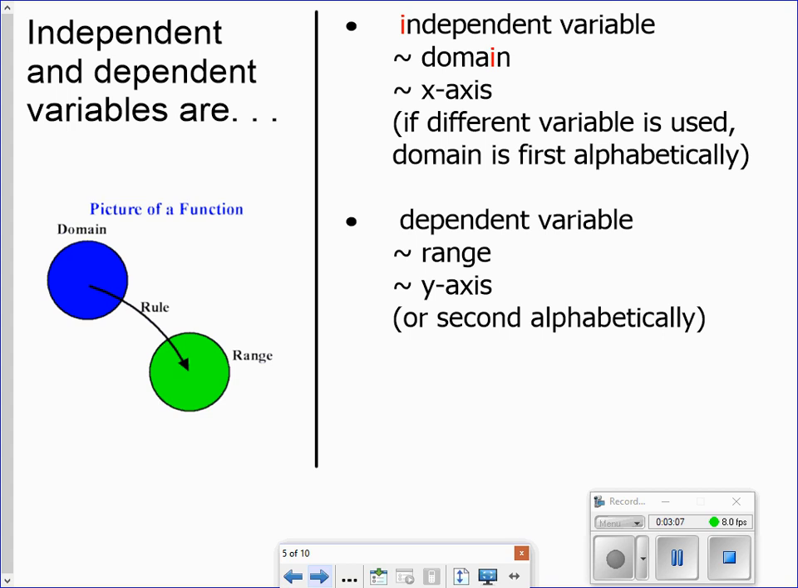Your dependent variable relies on or is contingent on your independent variable. So if your independent variable changes, it also changes your dependent variable. Your dependent variable is called your range. It's all of your y values, so it's the set of all of your y values. These are going to be the values that lie on your y-axis. And again, if you're using a different variable to represent your dependent variable, make sure that it comes after your domain, so it's second alphabetically.